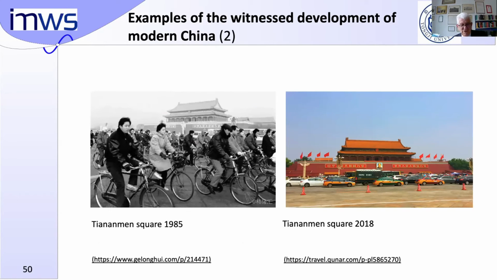Next, my first impression of Tiananmen Square. Well, similar is shown here on the left figure. Masses of cyclists, most cycles, no lights, almost no cars, only official cars. Look at the situation in 2018. Almost no bicycles, lots of cars, many of them powered electrically.